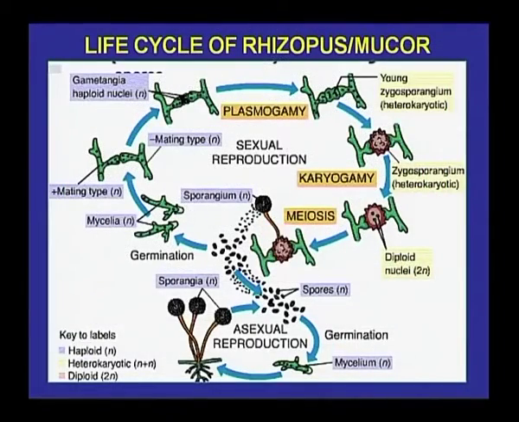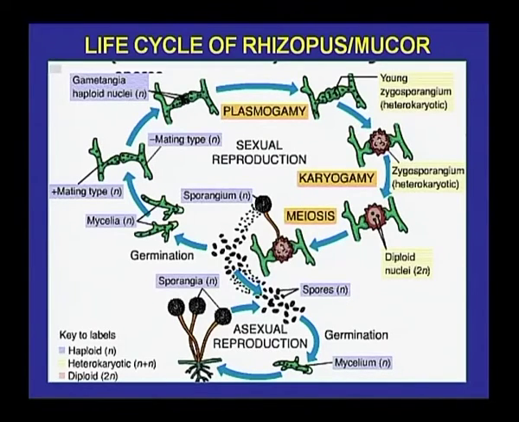Life cycle of Rhizopus and Mucor. In this type of life cycle, we see the asexual reproduction, in which mycelium is growing into the spores, which are n in number, and likewise they again repeat the cycle in nature.